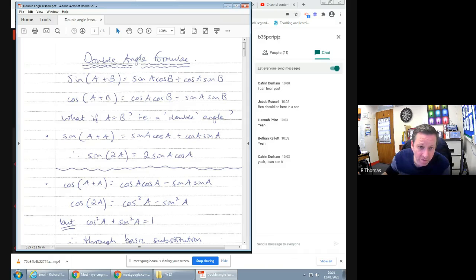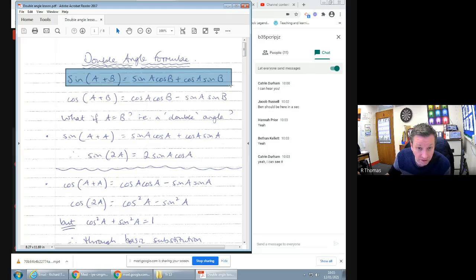So what do I mean by a double angle? Well, what if A was equal to B? If A was equal to B, I'd have sine of A plus A, which is 2A. And we call that a double angle, right? So I'm going to rewrite out this sine of A plus B, but swap every B for another A. So I've got sine of A plus A equals sine A cos A plus cos A sine A.